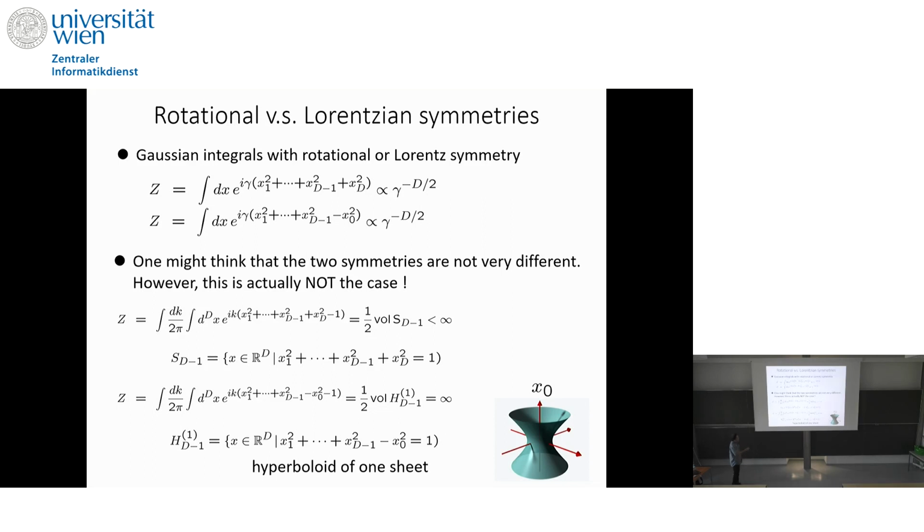Okay, so in this case, these two are not related to each other, obviously. And so in this case, these two integrals are related to each other by this Wick rotation. But in this case, you cannot make any contour deformation to relate this one to this one. And that's why you get totally different results.